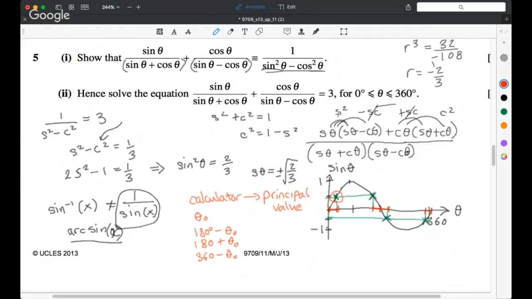And that's all they've asked us for, because that's the only range they were interested in. The sine function will keep going on forever and producing values here, but we're not interested in them. So that's all there is for that question.